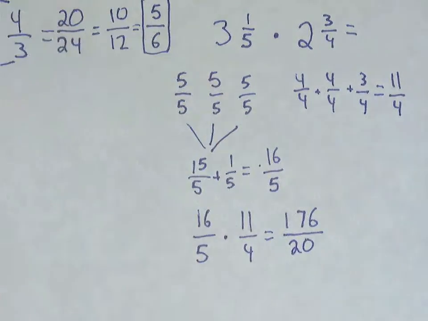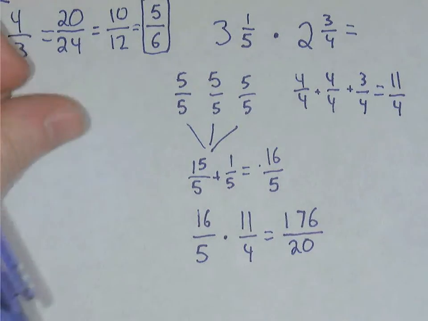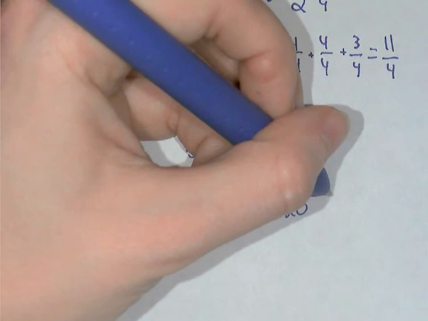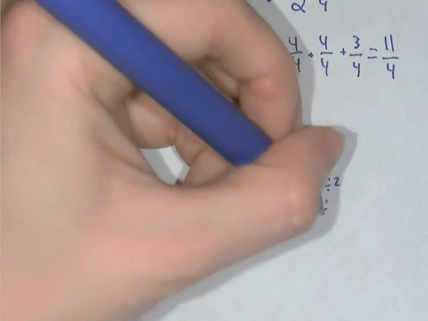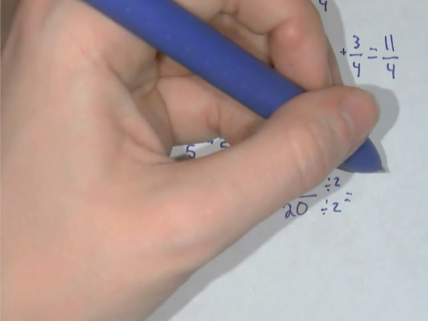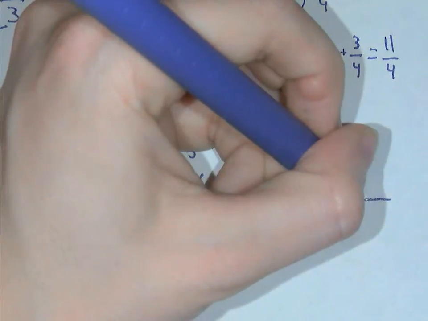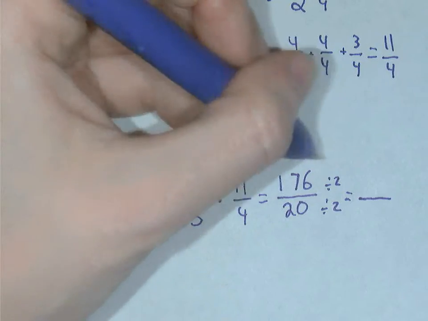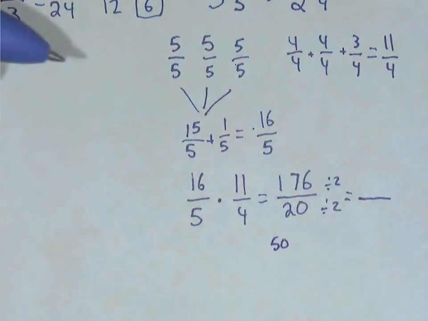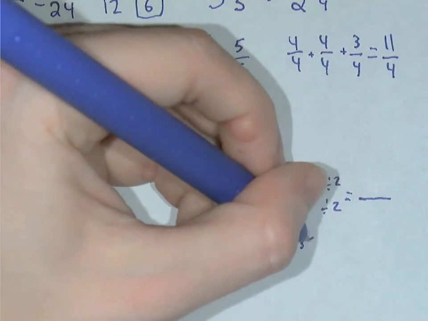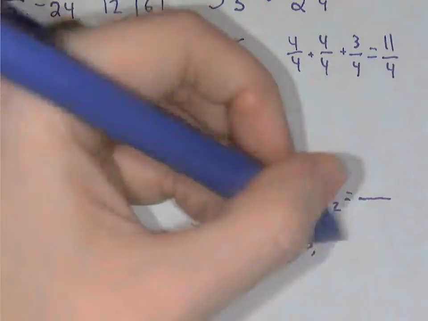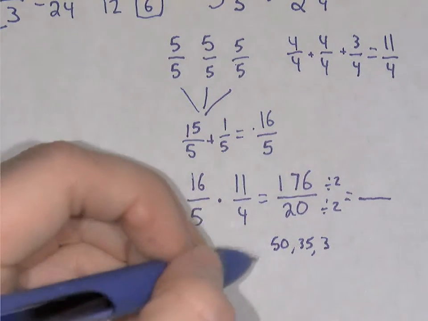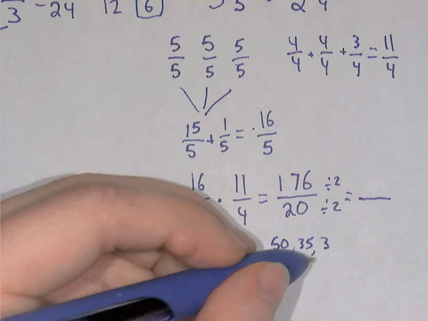And again, I want to put this in lowest terms. So 176 over 20. I notice that both of those can be divided by 2. So I'm going to divide both by 2. 176 divided by 2, let me think. Well, I know that 100 divided by 2 is 50. I know that 70 divided by 2 is 35. And I know 6 divided by 2 is 3. So if I add up 50 and 35 and 3, I should be able to get half. So 50 and 35 is 85. 85 plus 3 is 88.